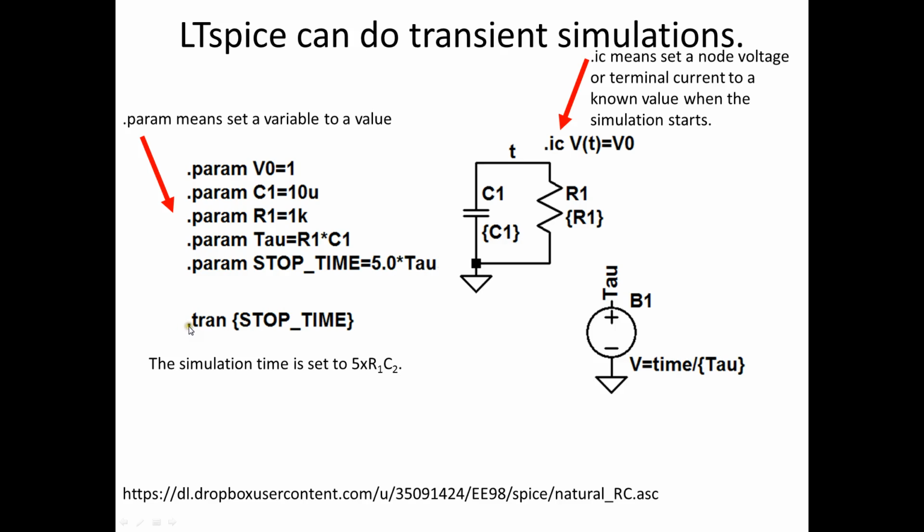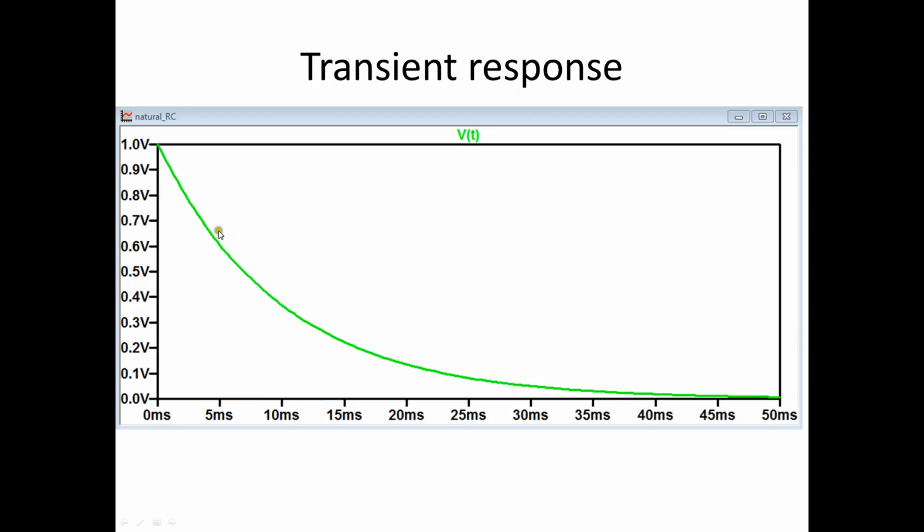How does this occur? .tran is the variable stop time. Something else we need is an initial condition, .ic, v of t equals v0. Now this isn't really time, it's really the node voltage, but it looks like v of t. Again, you can download this file and run it. And here would be the transient response. Starts off at 1 volt and goes very close to 0 volts in 50 milliseconds.